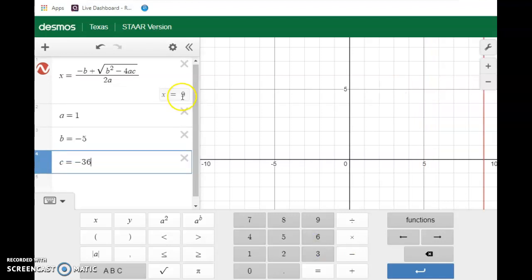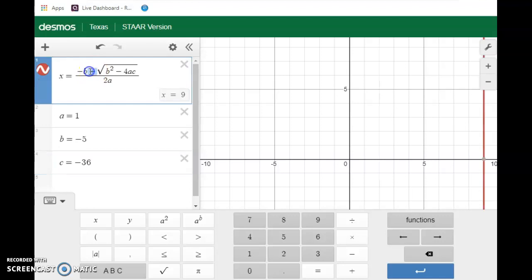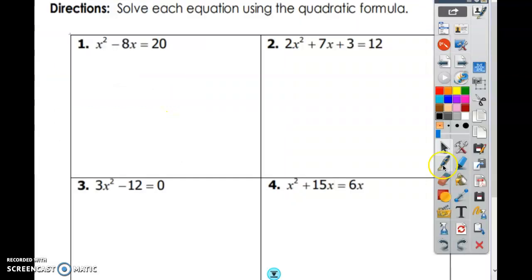So what did it give me? 9. One of my answers is 9. And then change this sign to a negative. My second answer is negative 4. Okay, so Desmos does it for you. So we're going to pause the video, and I want you to do problem number 1 now.